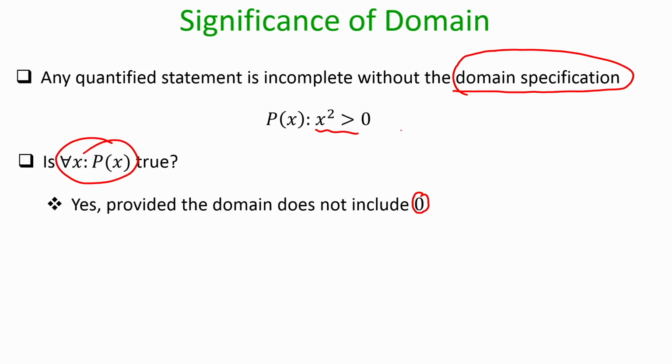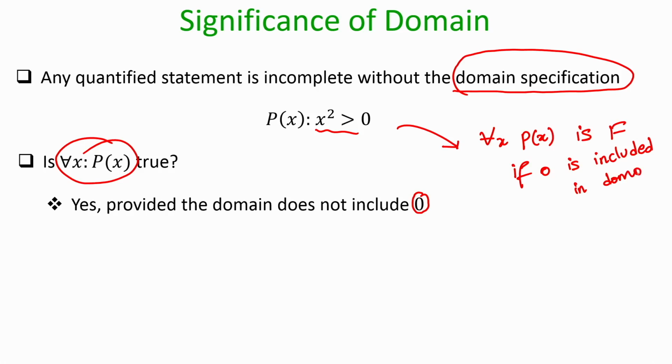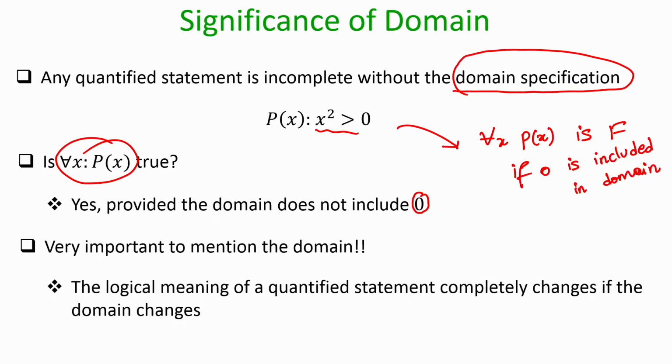But the same predicate P of x will not satisfy the condition for all x P of x if 0 is included in the domain. That means your x can take the value 0. So, it is very important to explicitly mention what exactly is your domain. If you do not specify your domain, then universal quantification does not make much sense. The logical meaning will completely change as soon as you change the domain. That means, for the same P of x, for all x P of x may become true for one domain, but as soon as you change the domain, for all x P of x may become false.